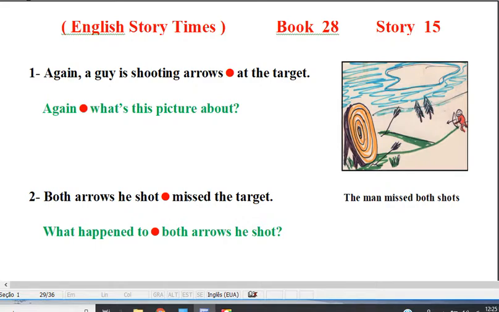The man missed both shots. Line 1. Again, a guy is shooting arrows at the target. What's this picture about? Again, the guy is shooting arrows at the target.